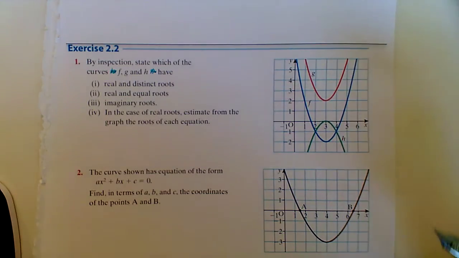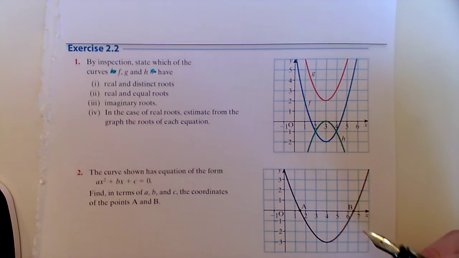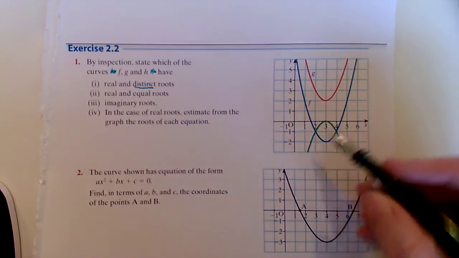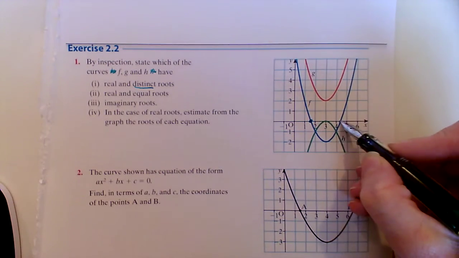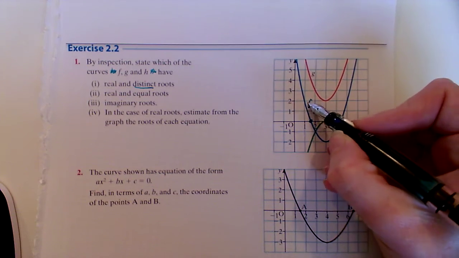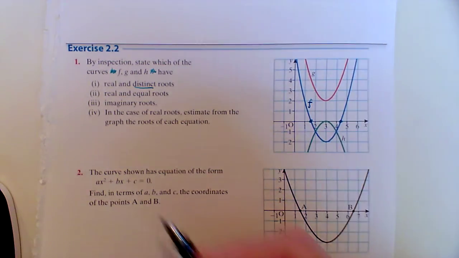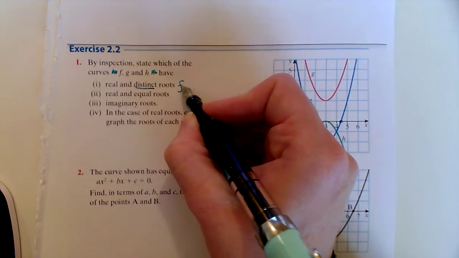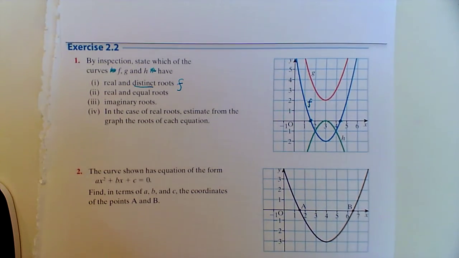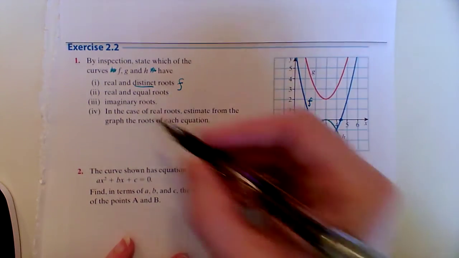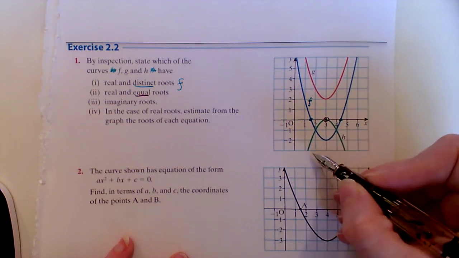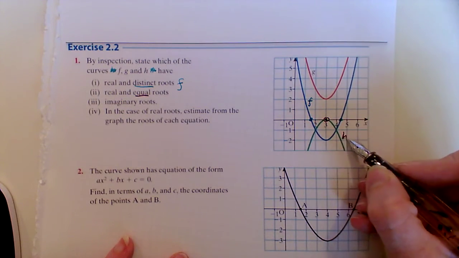So F, G, and H. Which of them have real and distinct roots? If they're real and they're distinct, if they're different, they must cut the x-axis at 2 places. So only this blue curve here, F, cuts the x-axis at 2 different places. So F has real and distinct roots. Which of them have real and equal roots? Real and equal means that they touch the x-axis at one point. So only one curve does that, and that's H.